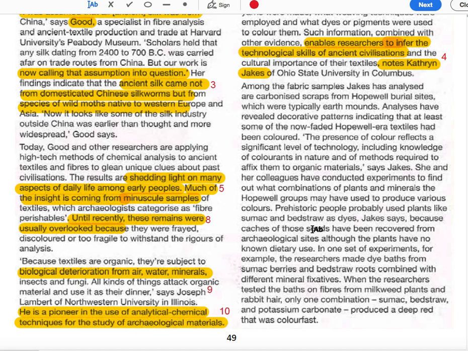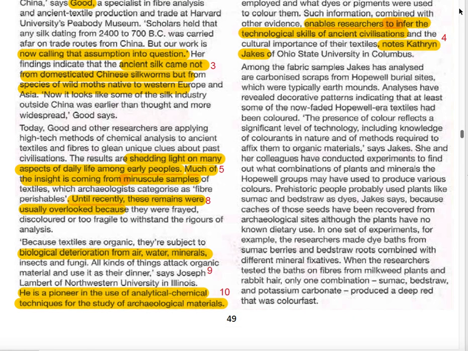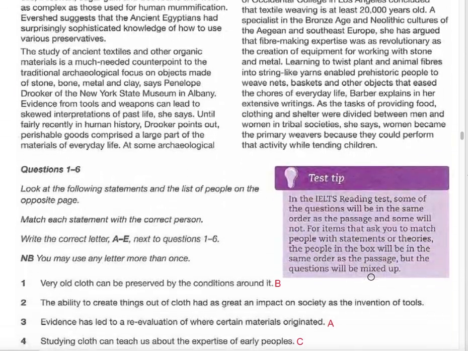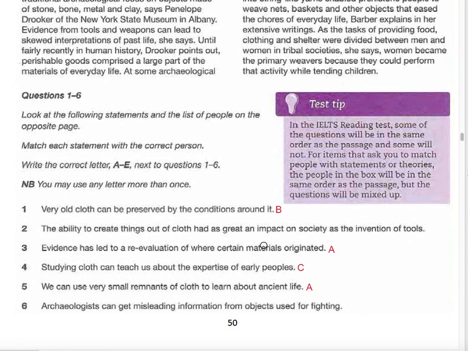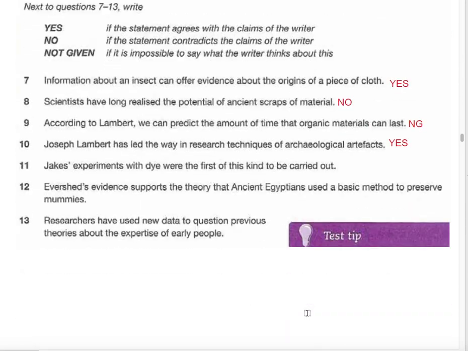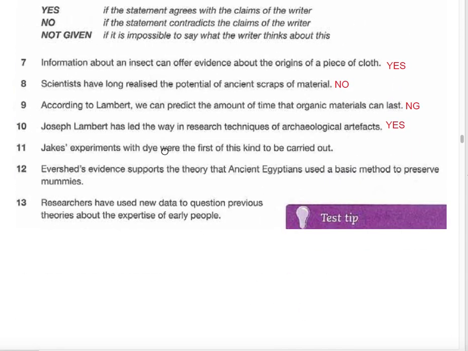Oh, I see something about seeds here. Just tested the bath. Let me check on the questions more clearly. Okay, I don't see 2, and I only have misleading. I didn't see that. Jake's experiment with dye were the, okay. So it talked about experiments with dye there. Were the first of this kind. Ancient Egyptians.